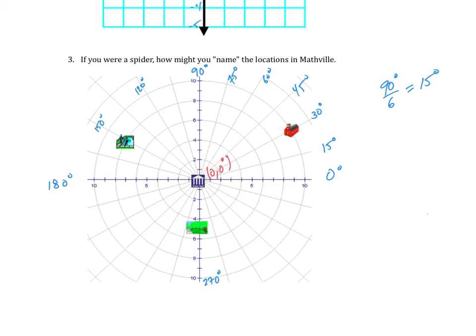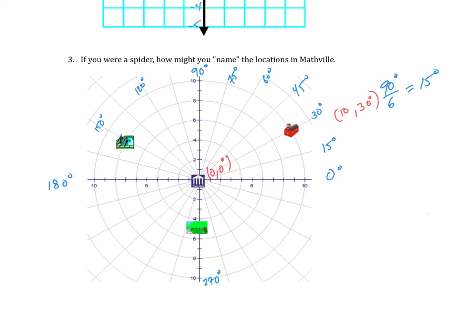So if we want to name the schoolhouse, it is on the ray 30 degrees. Okay, so that's the amount of rotation. And then how far out is the schoolhouse? We have a scale on the polar axis where these units are marked. So this is 1, 2, 3, 4, 5. And I can see that the schoolhouse is 10 units from the pole. So its coordinate would be 10, the distance, at 30 degrees.